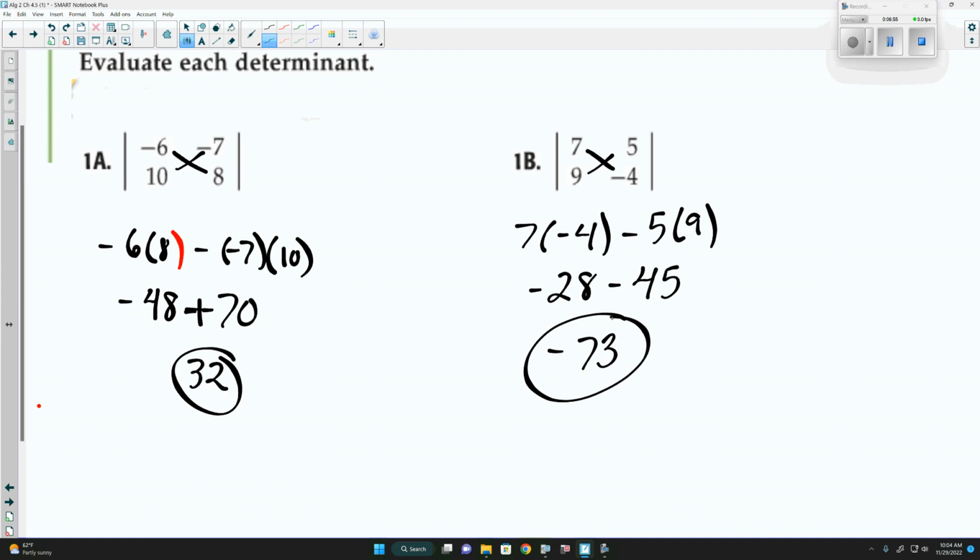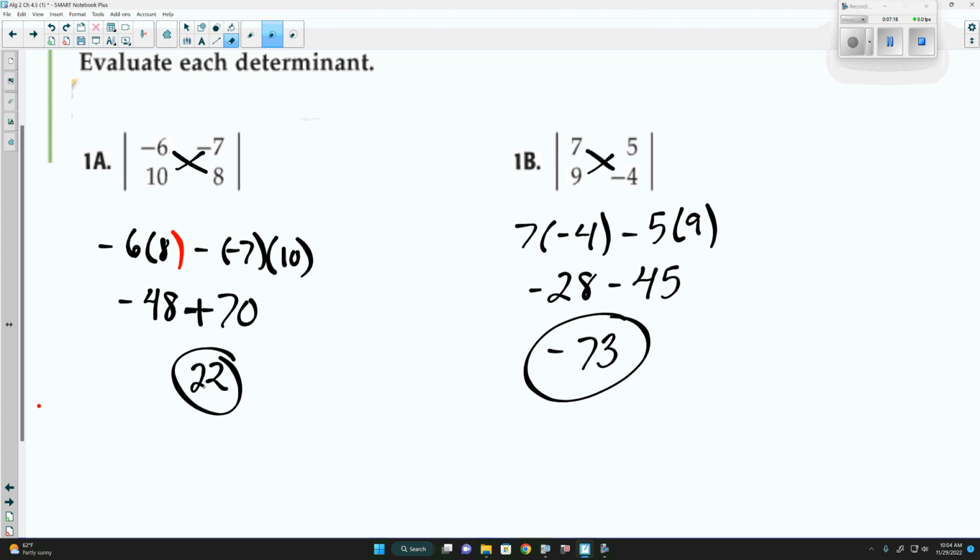Yeah, no, because 2 would get us to 50, and then another 2 would get us to 70. Yes, thank you. Questions on these here? We like these second order determinants.